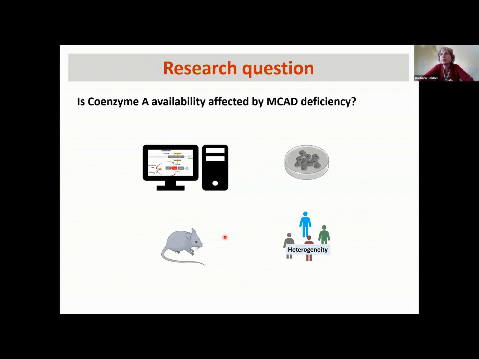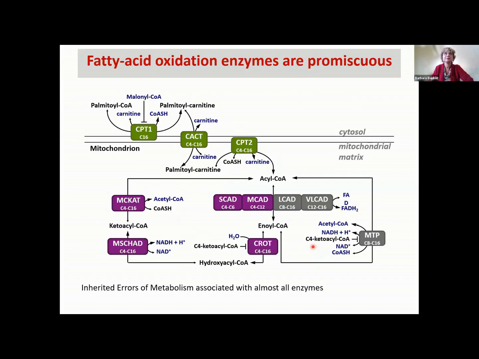So in our case, we were asking the question: is coenzyme A availability playing a role in this deficiency of MCAT? We use computer models, but we also use cells, mice, and a lot of patient data and samples. I already briefly introduced the pathway to you, the cyclic nature of the pathway.